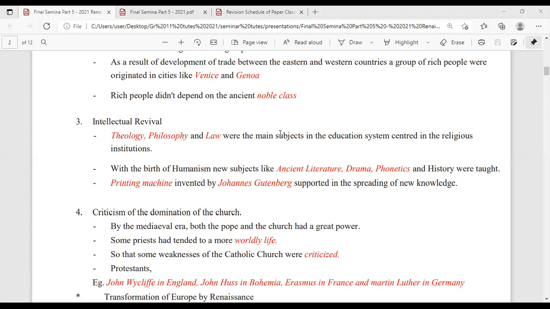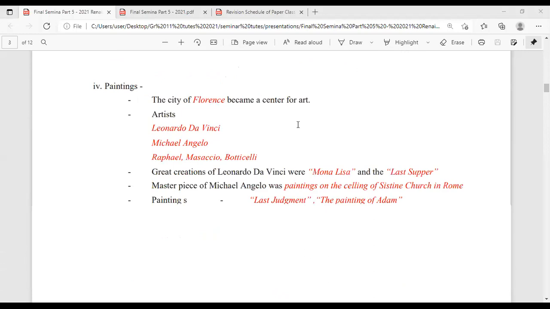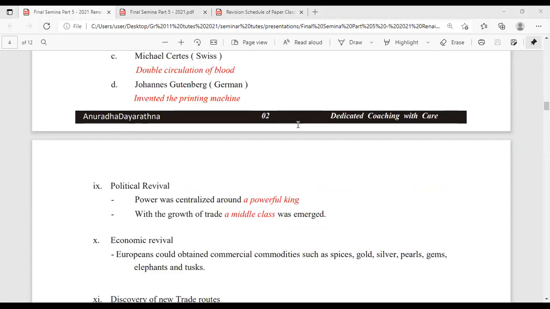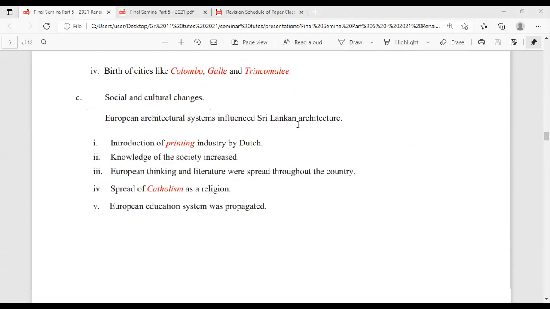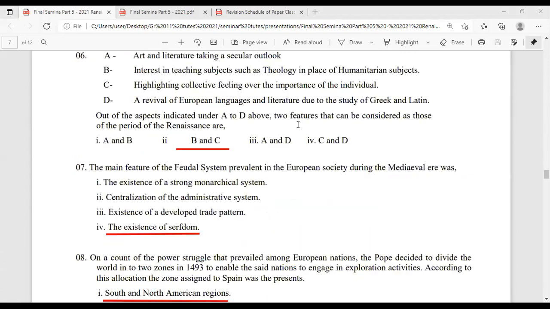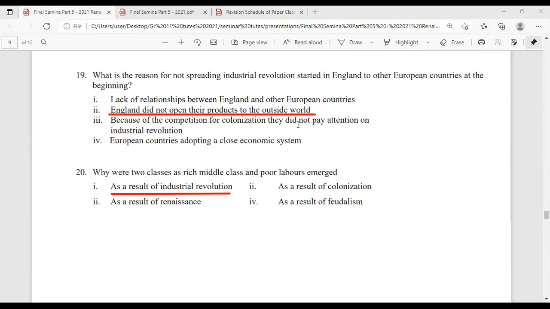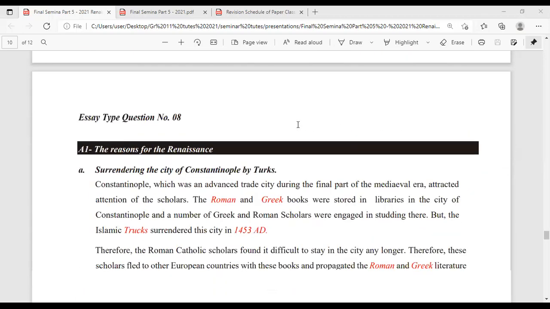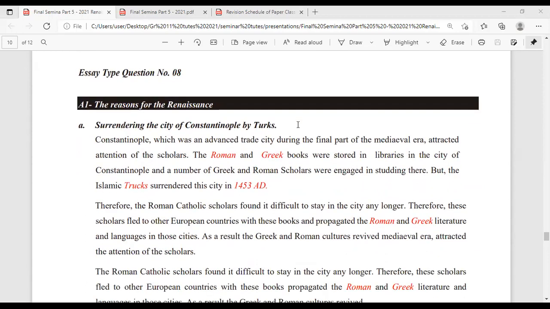Okay. Now shall we go to the question? Right. Now scroll down to your tute, and go to the page number 5. Not 5, it is that MCQs. Page number what? Page number 9. This is the question: the reasons for the Renaissance.